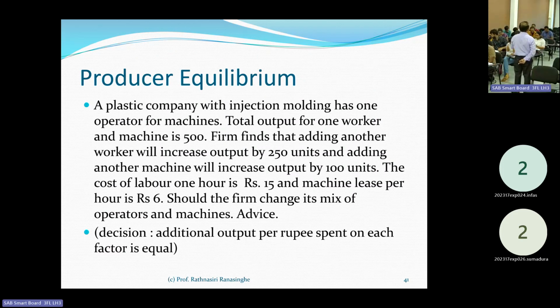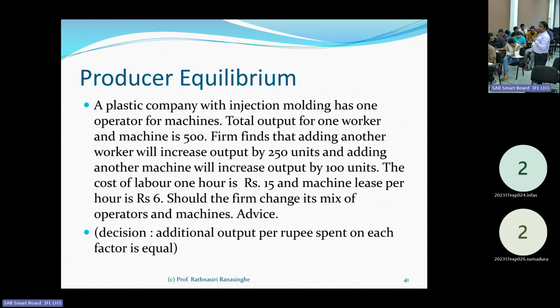So what is your decision? Do we need to change the factor combination, the labor input we currently use? No, there's no need to change the factor combination, because the ratio between marginal productivity and price is equal. In other words, MPL over PL equals MPK over PK.